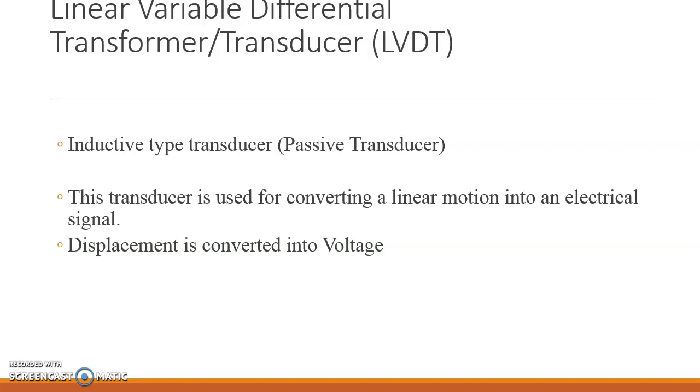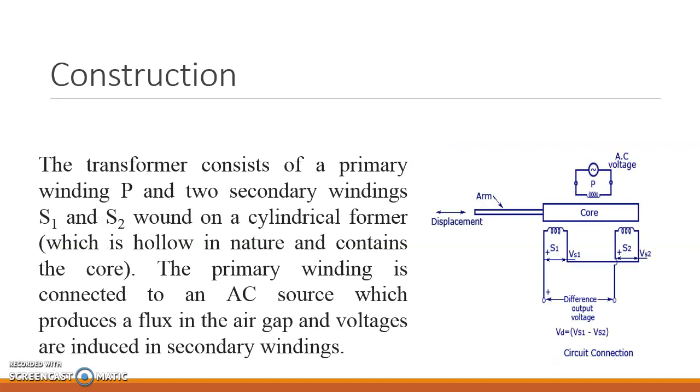It is called differential because the measured voltage is the difference of the two secondary windings. The last word is transformer. The construction of the LVDT is the same as a transformer, that's why it is called a linear variable differential transformer. Next we move on to the construction of the LVDT.